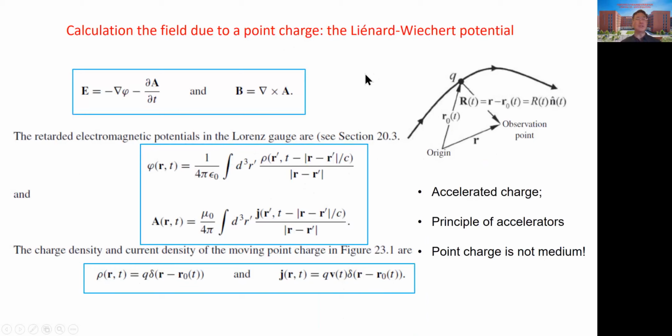So this is known, but what is it valid for? For a point charge moving in vacuum. That means no other medium nearby, so you don't have to consider boundary conditions. That's the assumption for this.